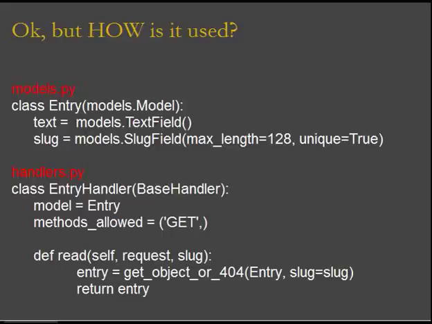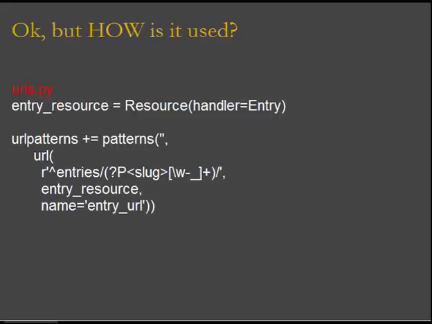We just return the entry that we retrieved from the database, and Piston handles converting that into whatever sort of emitter that we want. In this case, the default emitter is JSON, so it'll actually return a JSON object of your entry model or instance of your entry model. And then in urls.py, we basically just have to define a resource based off of the handler.